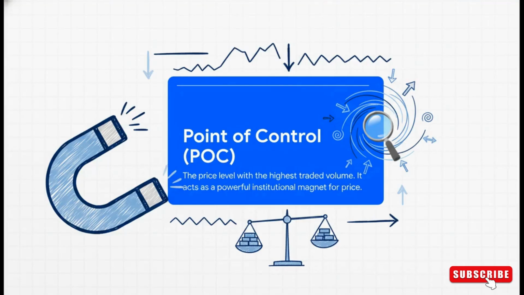And on this entire map, there's one landmark that matters more than all the others. It's called the point of control, or the POC. This is the single price level where the absolute most business was done. Think of it like the market's center of gravity for the day. And because institutions put so much money to work there, it acts like a powerful magnet for price. They have a vested interest in defending that level.